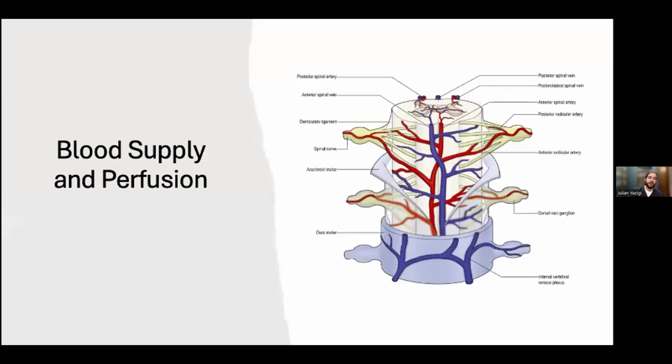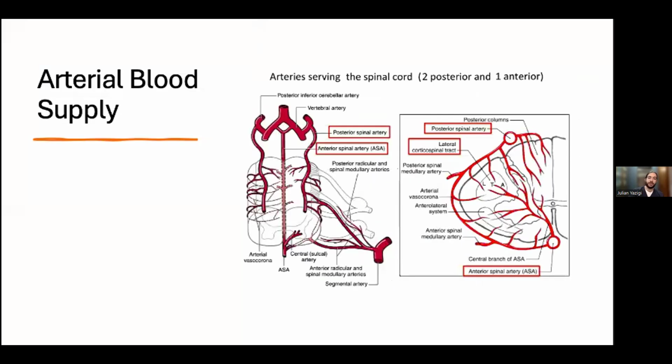All right, so we're going to discuss the blood supply and perfusion to the spinal cord, starting with the arterial blood supply. We have longitudinal arteries which run vertically along the cord and consist of one anterior spinal artery and two posterior spinal arteries, all of which originate from the vertebrobasilar circulation.